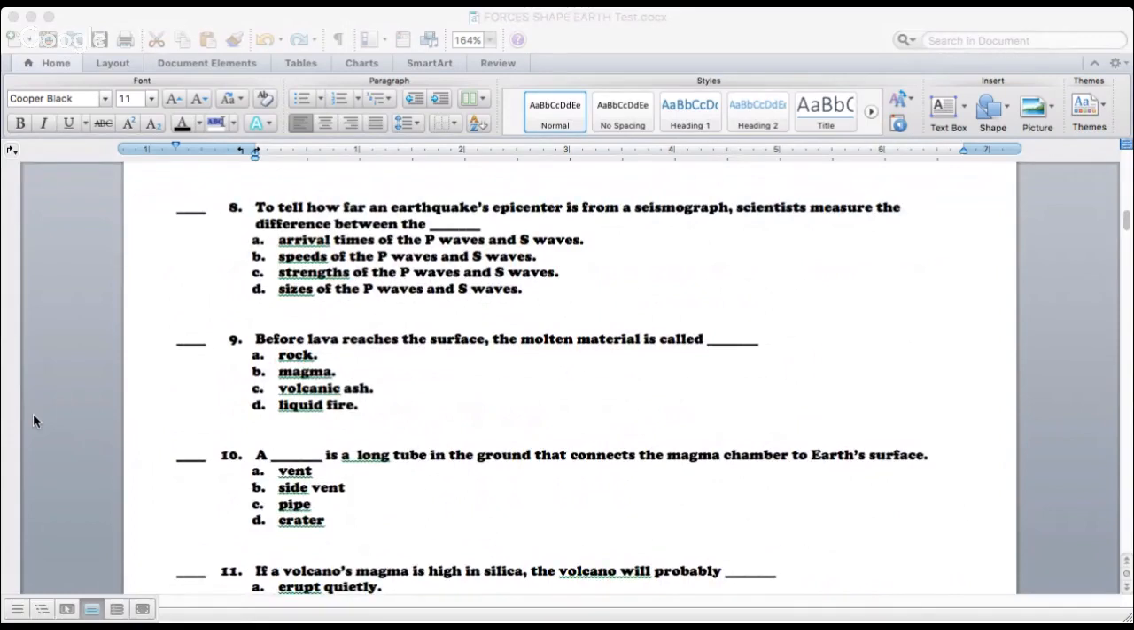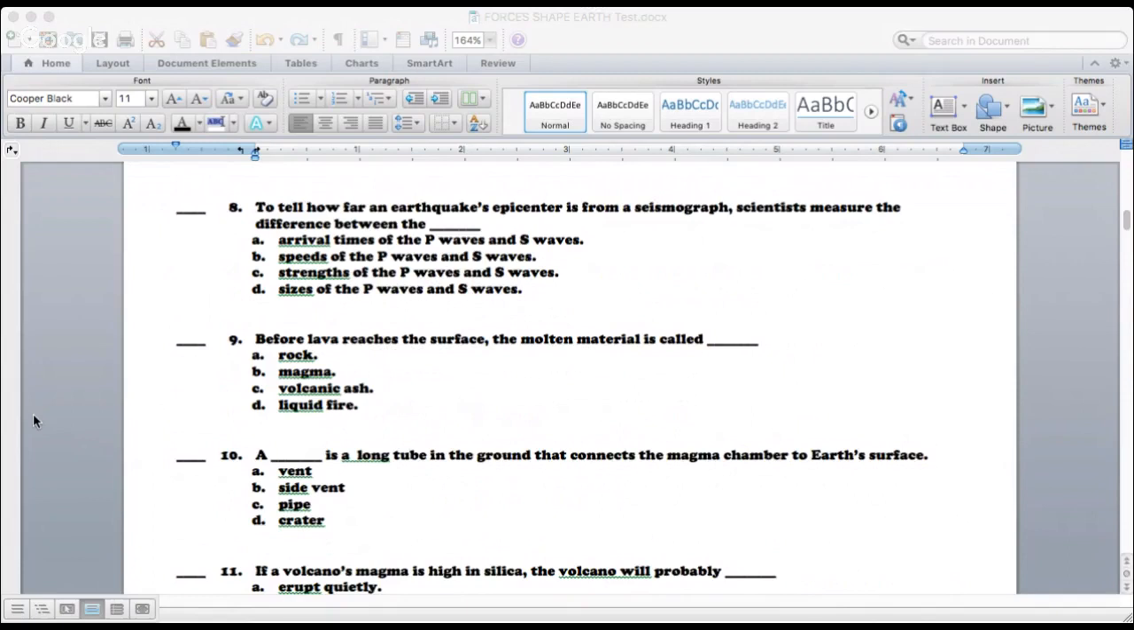Number 8. To tell how far an earthquake's epicenter is from a seismograph, scientists measure the difference between the A. Arrival times of the P waves and S waves, B. Speeds of the P waves and S waves, C. Strengths of the P waves and S waves, or D. Sizes of the P waves and S waves.